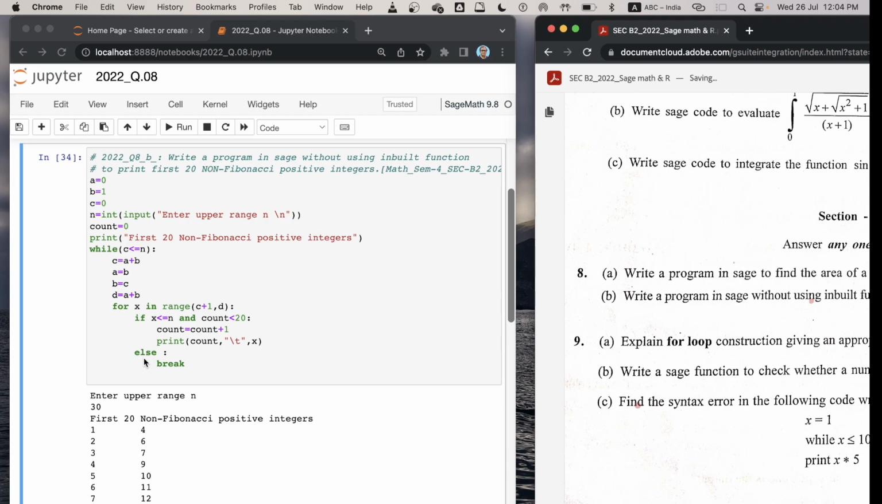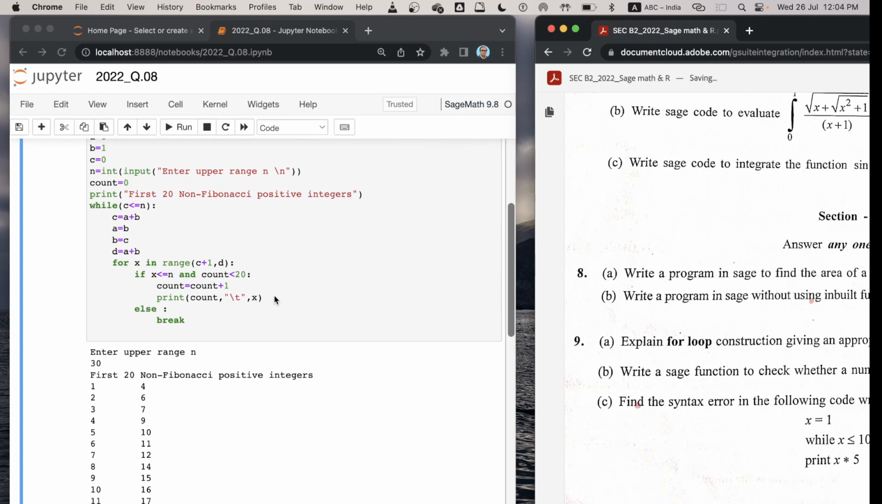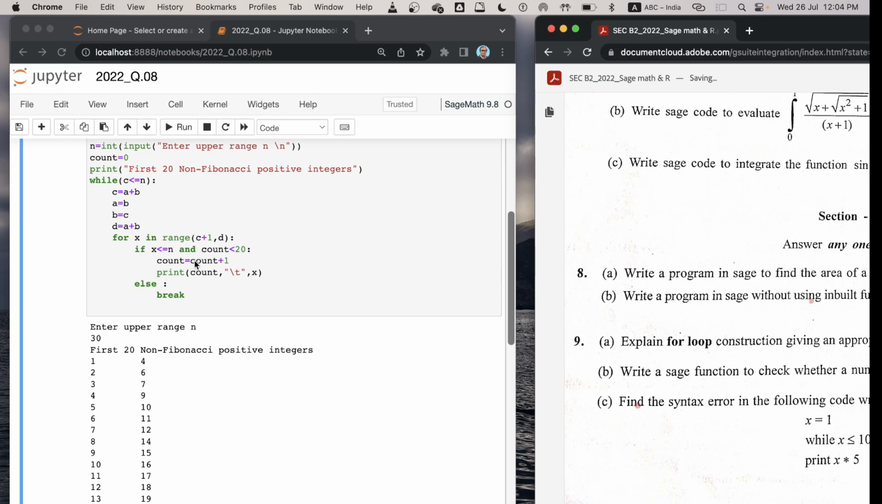And next, this else is outside of the if, but this else is inside the for loop and also the while loop. So else break means exit the program. So this is the program for non-Fibonacci series, with counter equal to count plus 1, and print count backslash t. The backslash t gives some space between two integers, in two columns. So first two non-Fibonacci positive integers.